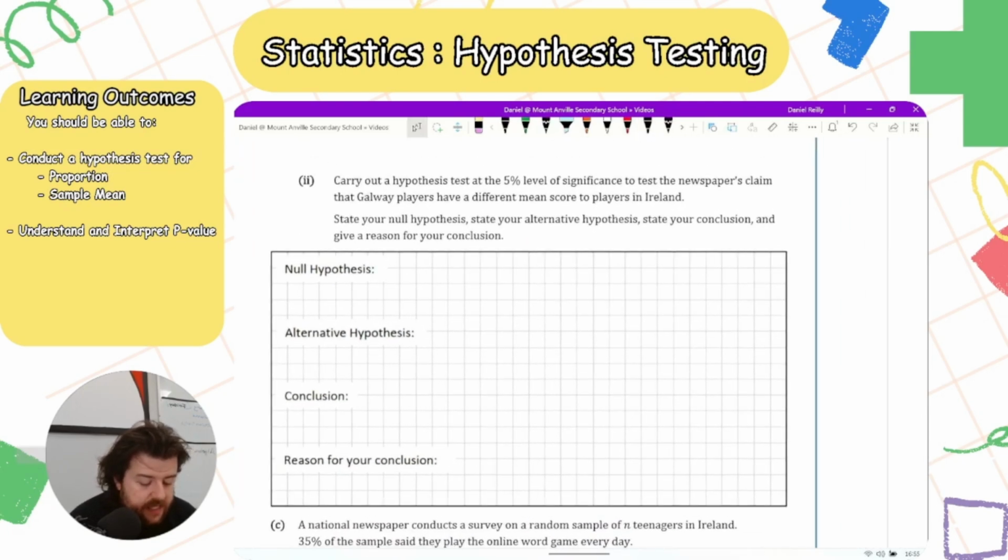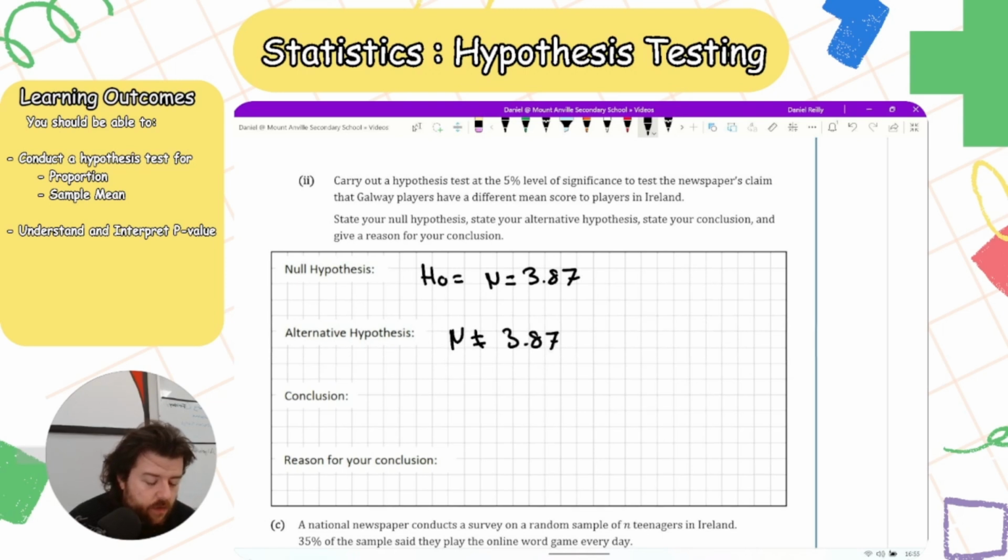Carry out now a hypothesis test at 5% level of significance. Test the newspaper's claim that Galway players have a different mean score to the players in Ireland. State your null, state your alternate, state your conclusion. So, my null hypothesis is the mean is equal to 3.87. Galway players have the same mean as the players in Ireland. The alternate hypothesis is the mean is not equal to 3.87.